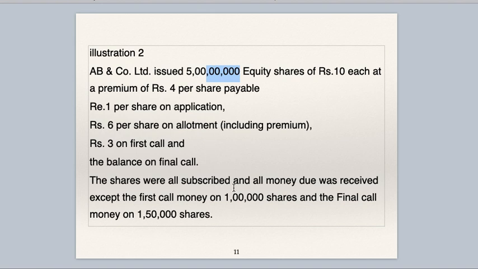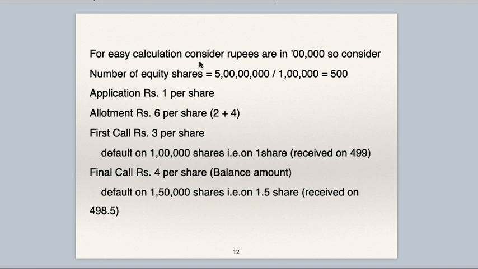Now, if you see this, there is default on first call. 1 lakh shares, they have not received first call money, and you are considering rupees in lakhs. So convert this 1 lakh as 1. So on 1 share, they have not received first call, and they have not received final call on 1.5 shares. 1,50,000 divided by 1 lakh is 1.5. I will show you how it is to be done.